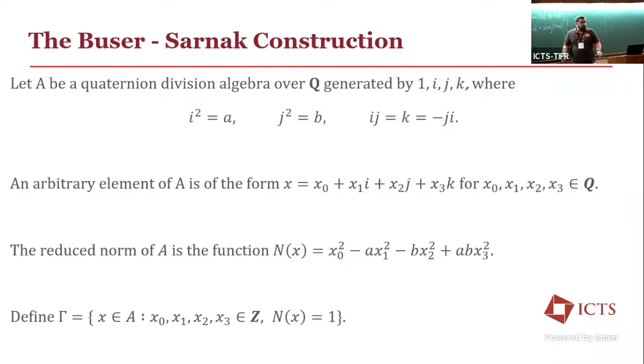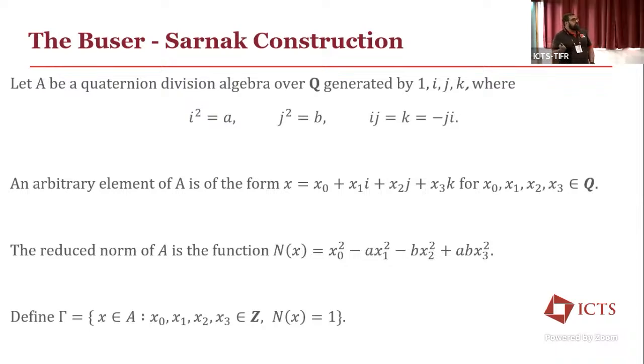Okay, an arbitrary element in any quaternion algebra has this shape. In this case, it's over Q, a rational number plus x1 i, x2 j, x3 k. Every quaternion algebra has a reduced norm. In this case, it's the following quadratic form: x0 squared minus a x1 squared minus b x2 squared plus ab x3 squared. So this is going to be our lattice. Take all elements in the quaternion algebra with integer coordinates whose norm is 1.